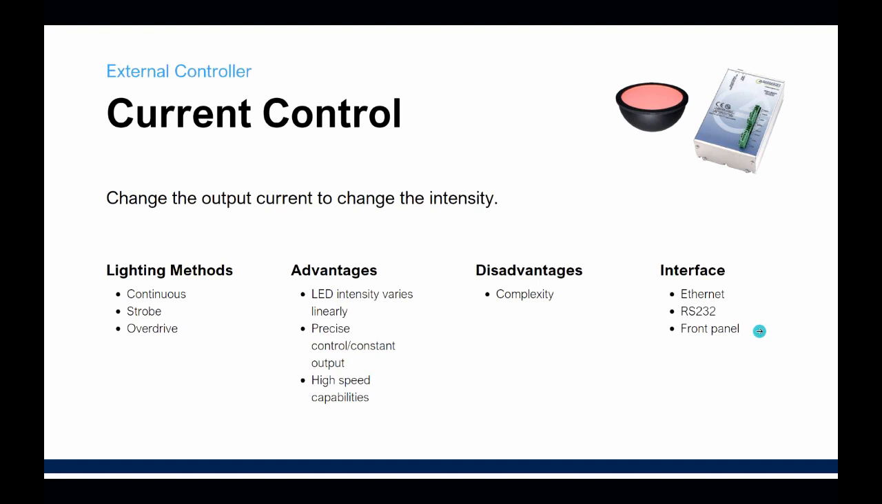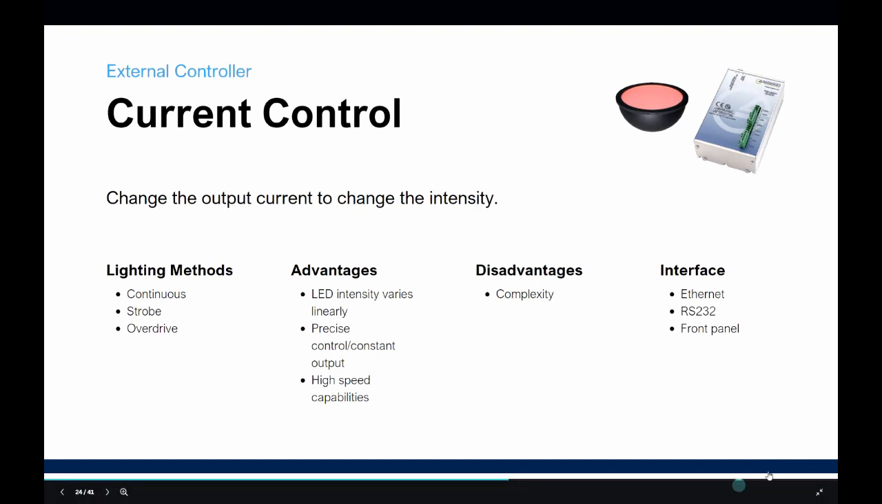But that's kind of the difference between the controllers. Internal driver, everything is with analog signal voltage. External controller, you have pulse width modulation where the pulse width is changing. You have voltage analog signal where you're just changing the voltage to change the intensity, and then current control, you're changing the current to change the intensity.